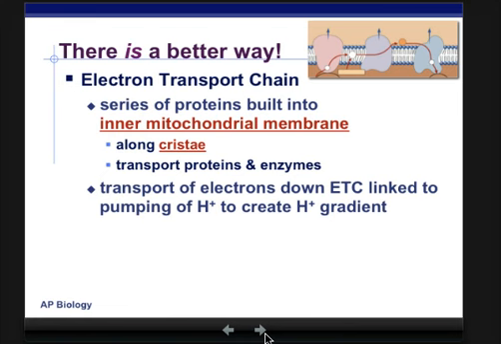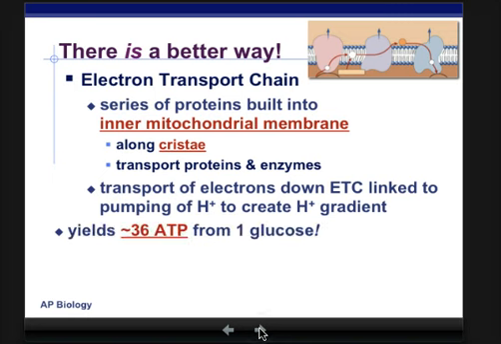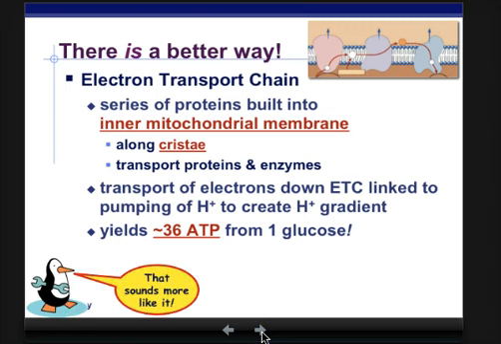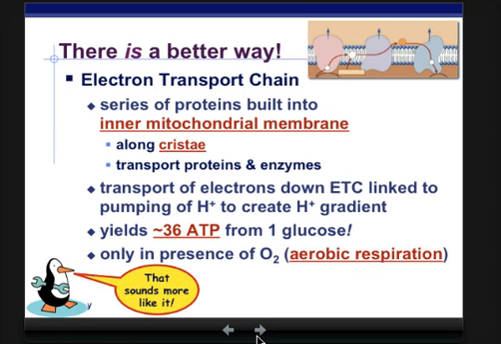We're going to go through this in detail in a second. And we're going to get 36 ATP from 1 glucose. All right, so that's a lot of ATP out of one glucose. Right, so that's more like it. And this only works in the presence of oxygen. This is all part of aerobic respiration. Remember, the anaerobic respiration are the two types of fermentation we talked about, but the Krebs cycle and electron transport chain are part of aerobic respiration. So there's oxygen.